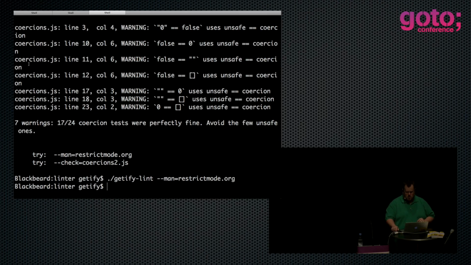So, restrictmode.org is a nice, useful tool, and there are other tools out there. I think Facebook is coming out with a tool called Flow that seems to be doing something very similar. So there are tools that can be made, and you can make your own tools to do your own checking.